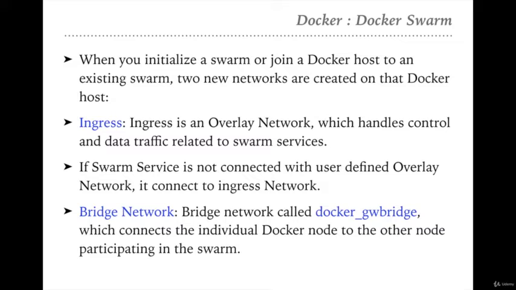Ingress is basically responsible for the communication of the containers across the Docker swarm, and the bridge network is responsible for the communication node to node. How the worker node will communicate with the master node, how the worker node will communicate with the manager node, or any communication happening between nodes, the bridge network will be responsible for that traffic. And all the communication happening inside the service, inside the containers across the swarm, the ingress or overlay network will be responsible for that traffic.